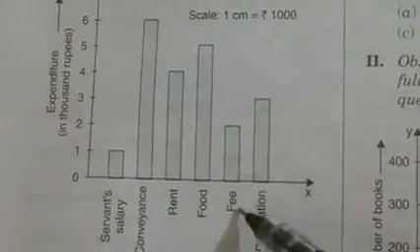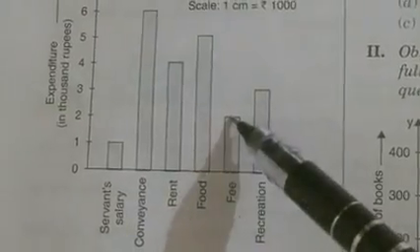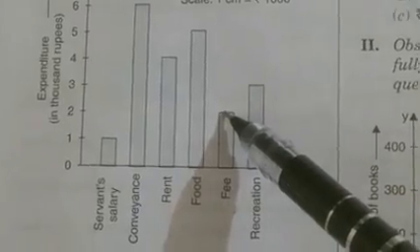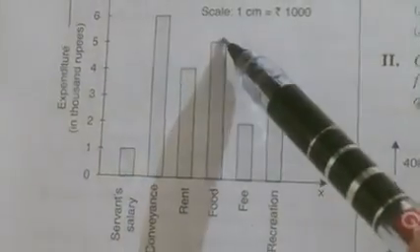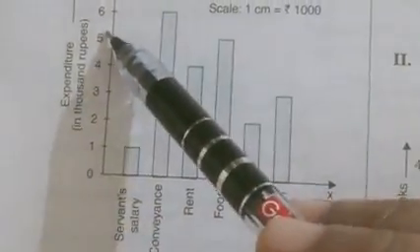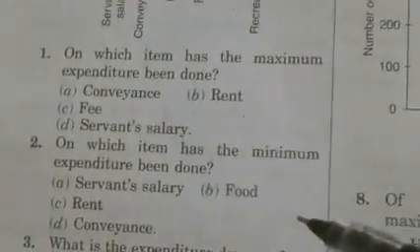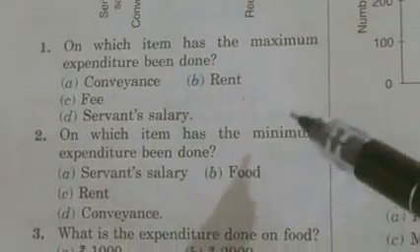Now, how to read this bar graph? Suppose the fees. For the fees, how much expenditure are they taking? What is the expenditure in the column of fees? 2 means 2000 rupees for the fees. For the food, expenditure is 5000 rupees. This is the reading of the bar graph. Read this and write the answers of the questions given below.